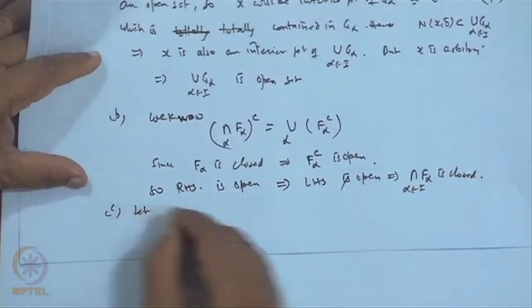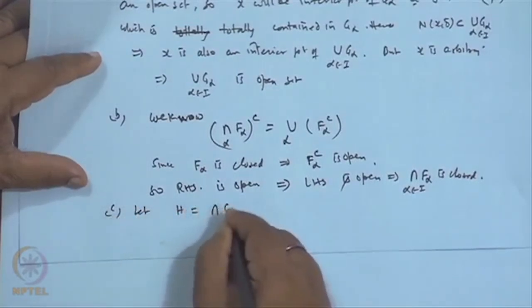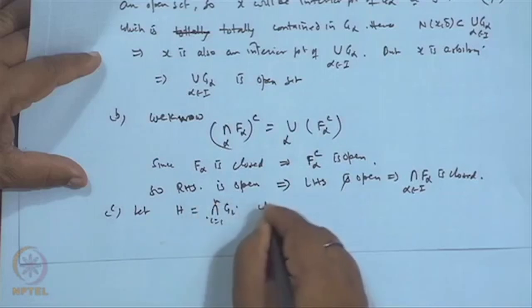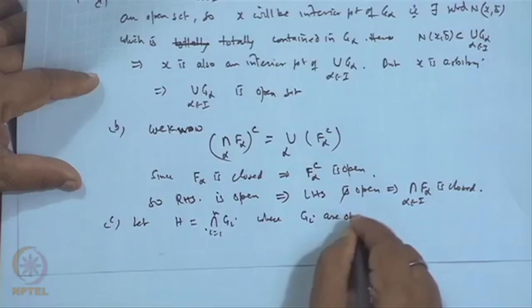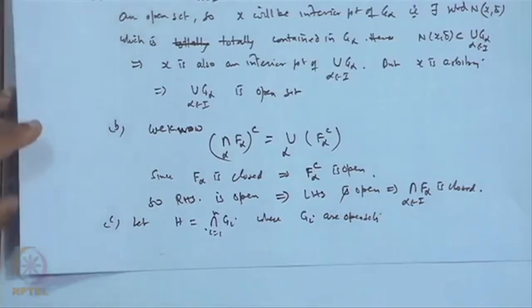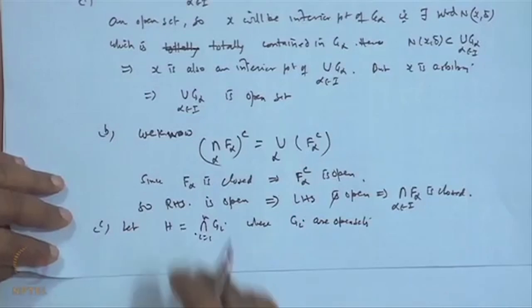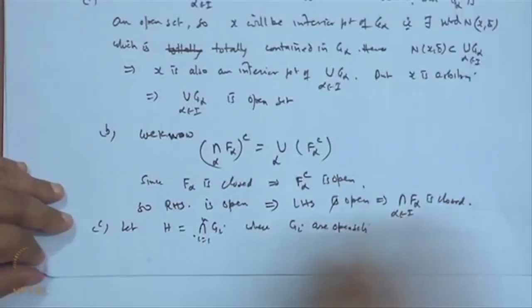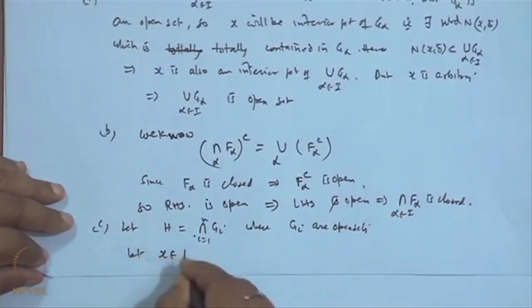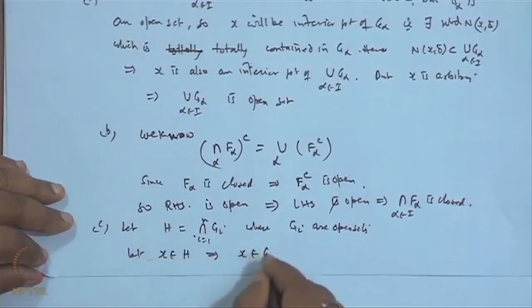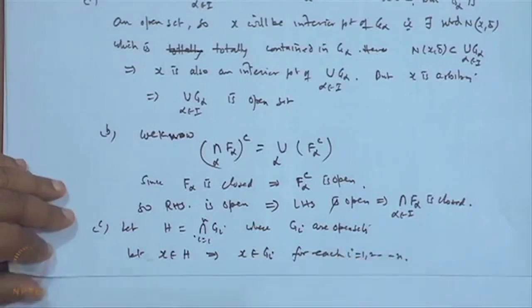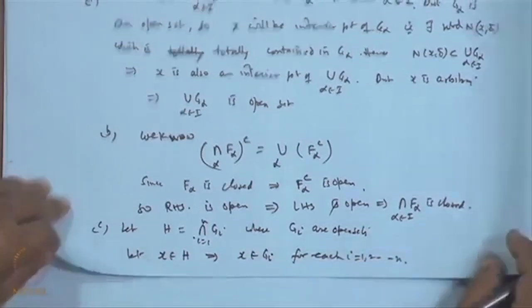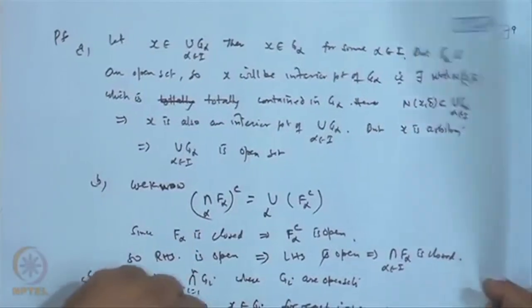So, let us take H as the finite intersection of Gi, i is 1 to n, where the Gi are open sets. So, let us take a point x belonging to H. So, this implies that x belongs to Gi for each i, 1 to n. Now, each Gi is open. So, there will be a neighborhood around x in each Gi with a suitable radius ri.